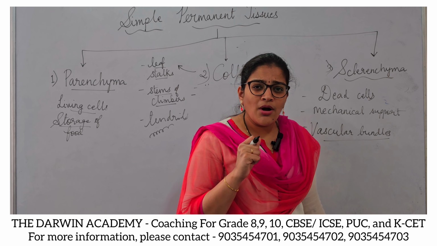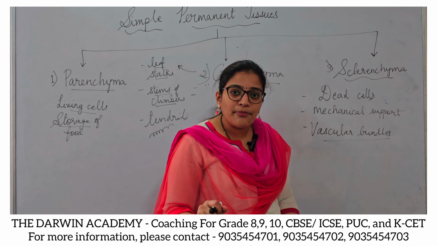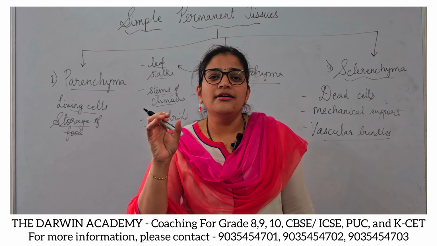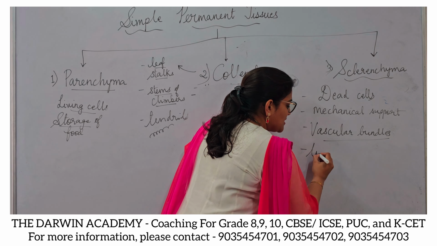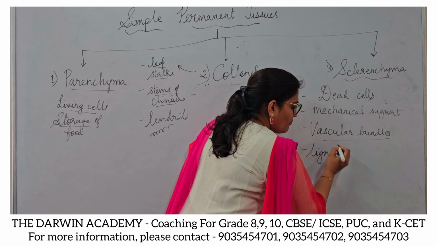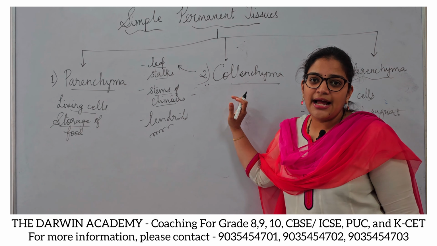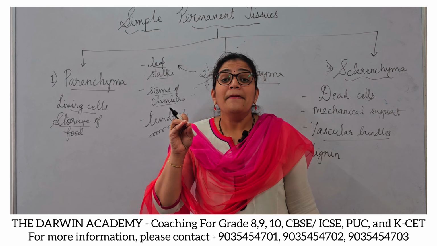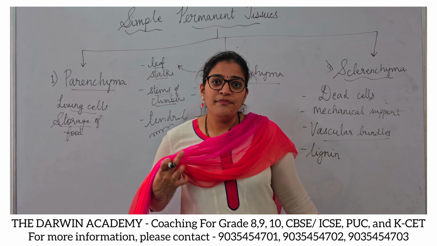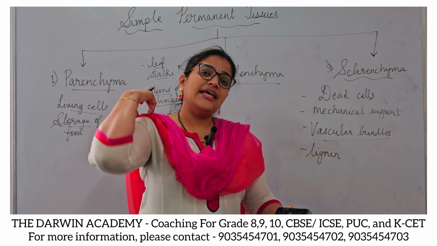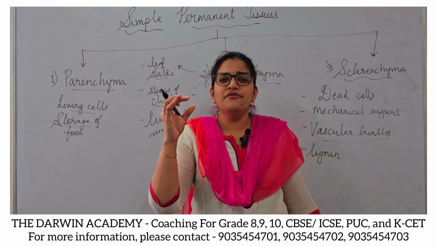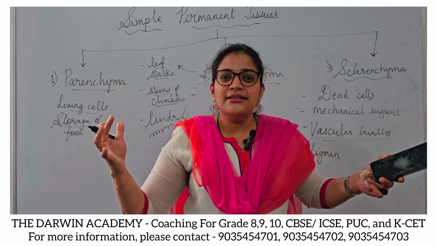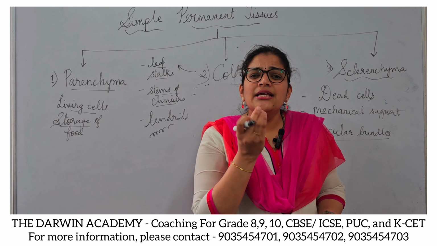But how are these cells providing mechanical support? It is because their cell walls are layered with a thick layer of a substance called lignin. In collenchyma, you noticed that there was cell wall thickening only at the angles, right? But in sclerenchyma, the cell walls are layered with thick layers of lignin, and as a result the cell cavity becomes very small.